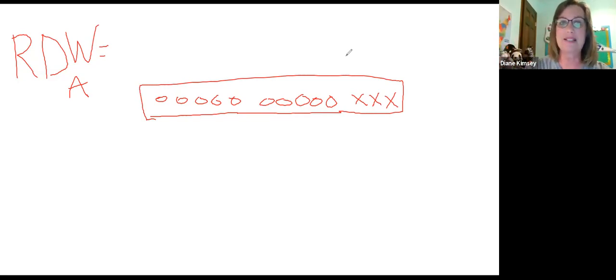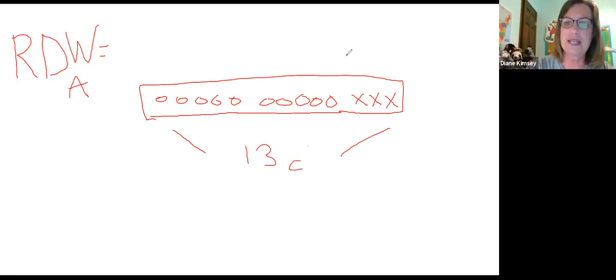Now I need to write something. And this represents 13 children. I would not call it a C. I would help the kids with phonics and say, I'm just going to put CH to represent children. All right, so far, this is what we know in our story. 13 children are on the roller coaster. Yep, we have 13 and they are children.